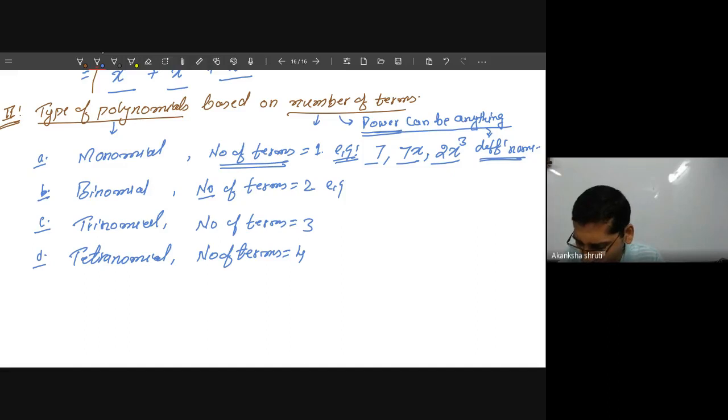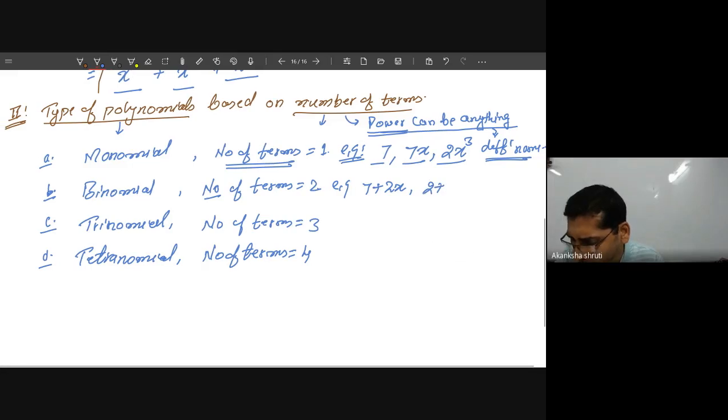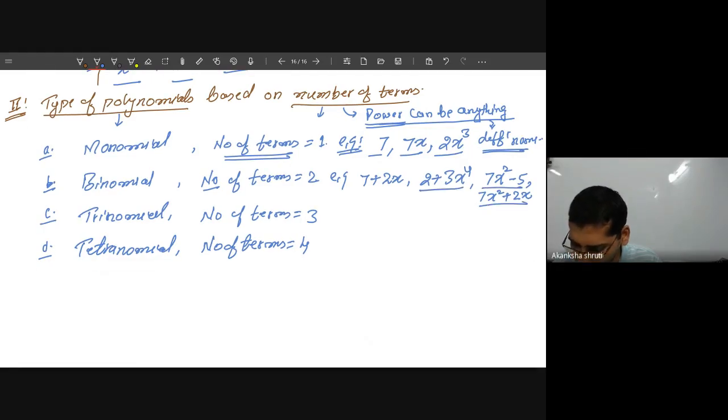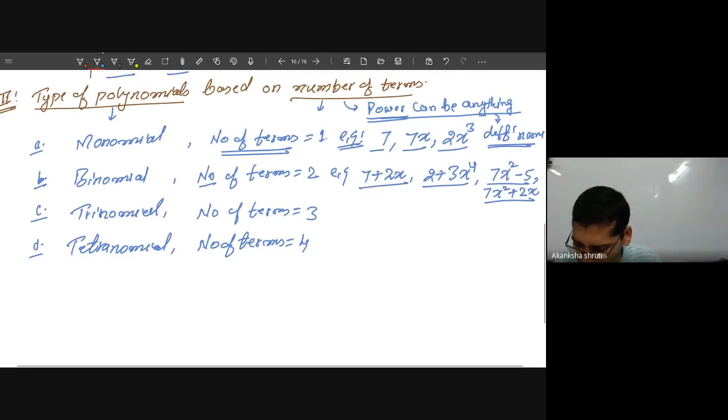Binomial means it must contain 2 terms. If 7 plus 2x or 2 plus 3x to the power 4, though it is of degree 4. Or it may be 7x square minus 5, or it may be 7x square plus 2x. So all of these are binomial because they contain two terms. One term is 7 and the other term is 2x.